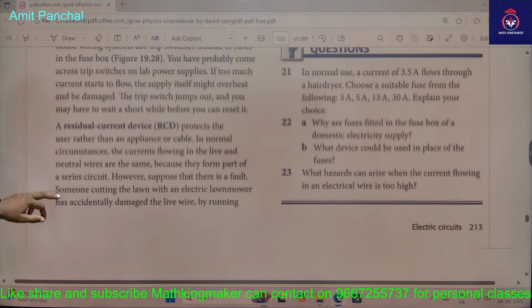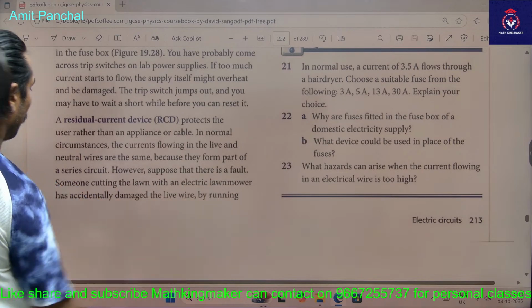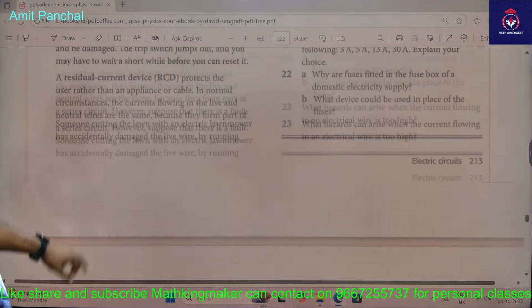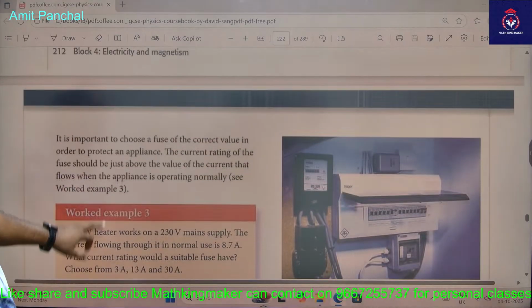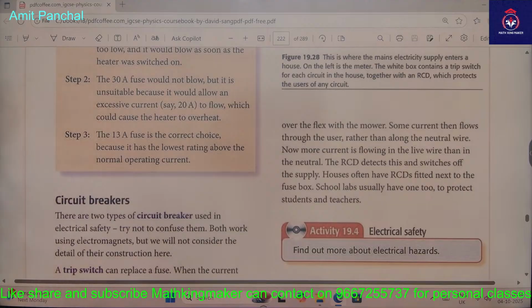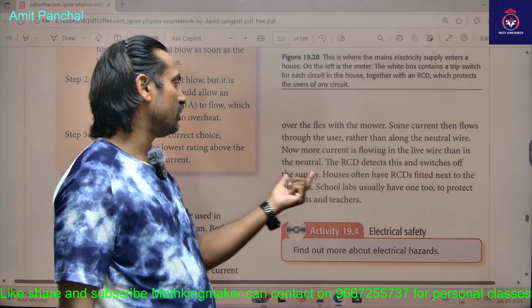A residual current device protects the user rather than an appliance or cable. In normal circumstances, the current flowing in the live and neutral wire are the same because they form part of a series circuit. However, suppose there is a fault: someone cutting the lawn with an electric lawn mower has accidentally damaged the live wire by running over the flex with the mower. Some current then flows through the user rather than along the neutral wire. Now more current is flowing in the live wire than in the neutral. The RCD detects this and switches off the supply.